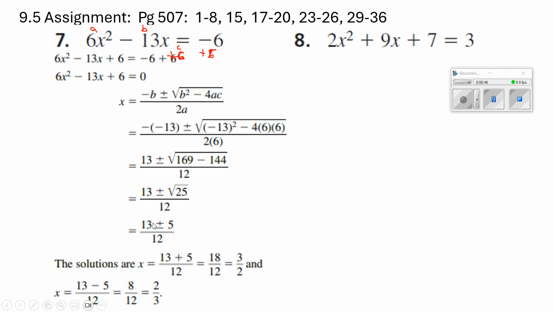All right, 13 plus 5 is 18, so that'll give us 18 over 12. And 18 and 12 are both divisible by 6. 18 divided by 6 is 3, 12 divided by 6 is 2. This would be 3 over 2. The next one is 13 minus 5, which is 8. 8 over 12, both of these are divisible by 4. 8 divided by 4 is 2, 12 divided by 4 is 3. And those are our 2 possible answers. You have number 8 to do. I'm moving on to number 9. Or I'm sorry, number 15 by the looks of it.